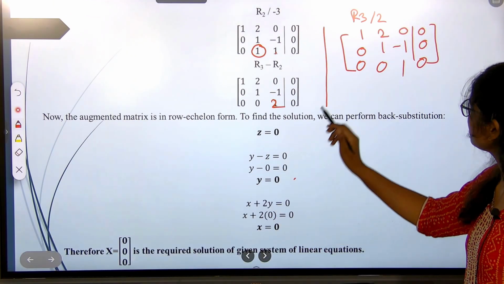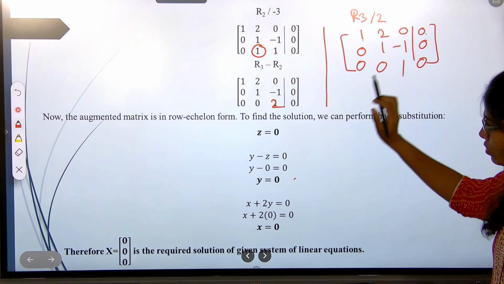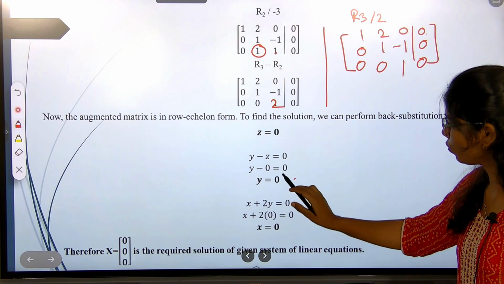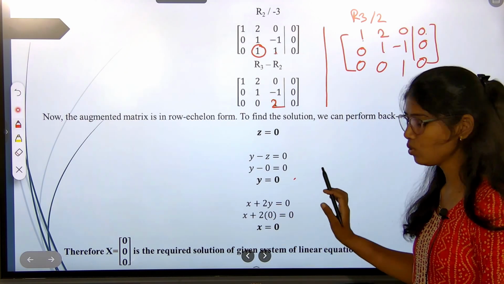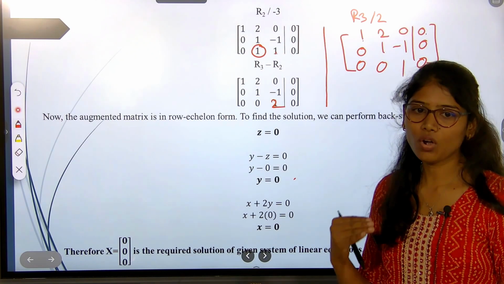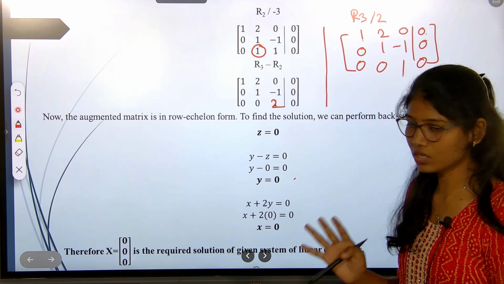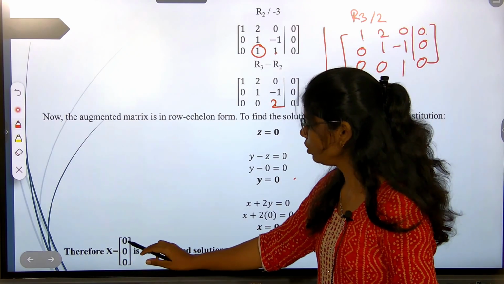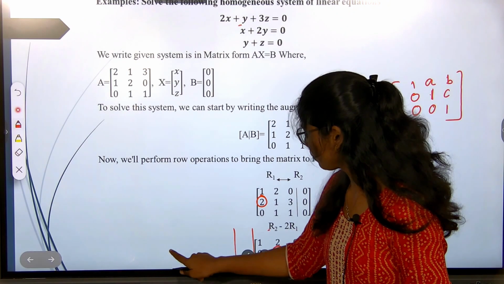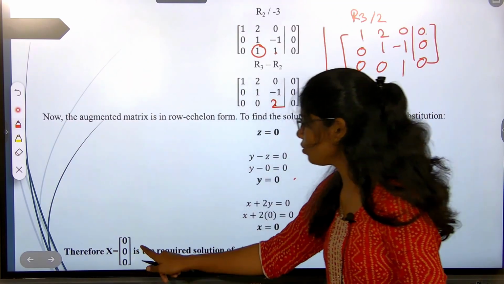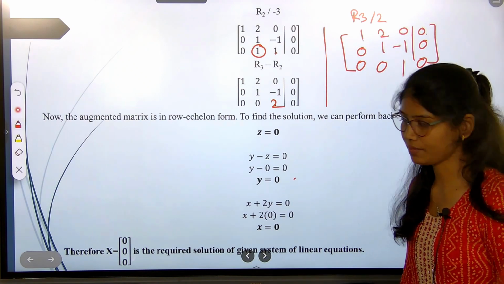Then x plus 2y plus 0z equals 0. So here x plus 2 into the value of y, which is 0, so it equals 0. Here x equals 0. So we get all values of variables x, y and z, and all are 0. Therefore x equals 0, 0, 0 is the required solution of the given system.